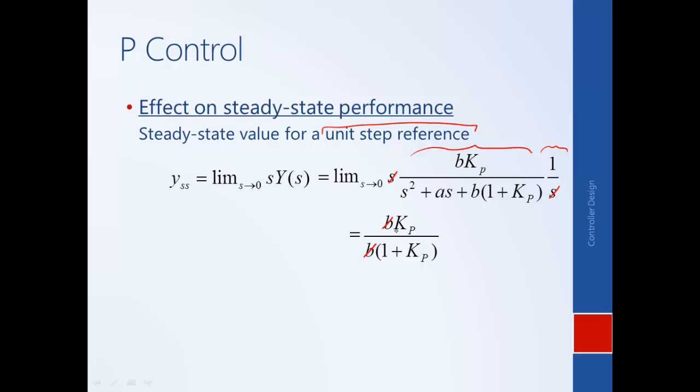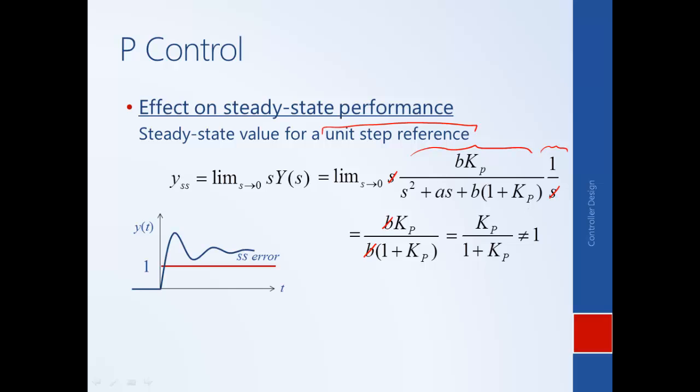That common factor of b cancels, and we end up with the final value of Kp over 1 plus Kp. One thing you'll notice is we've commanded a unit step reference. So we've essentially commanded the system with an input of 1. Yet the final value of our system does not go to 1. You can imagine a picture like this where you've commanded 1, but the steady state output approaches some value different than 1. So with P control, we will have some amount of steady state error for a unit step reference.